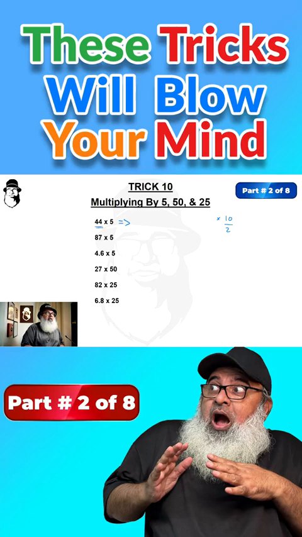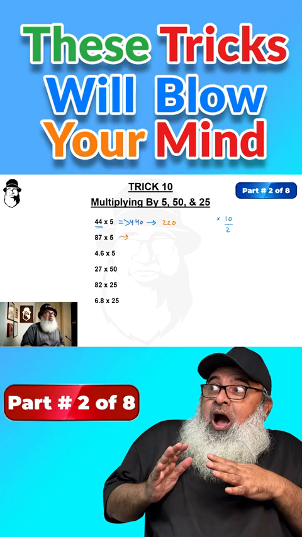If I multiply this 44, I just have to add 0 to it. So 440, and when we divide it by 2, we may do half of it. We should know how to do half of a number very quickly. So it will be 220, and that's our answer. 44 times 5 is 220.